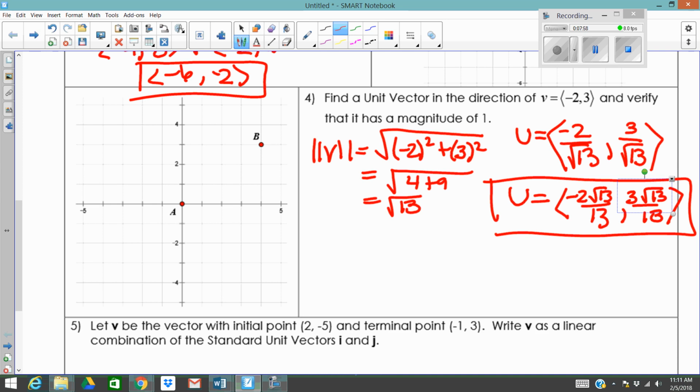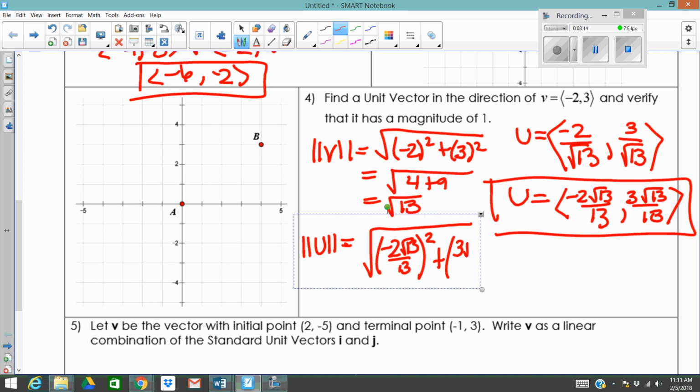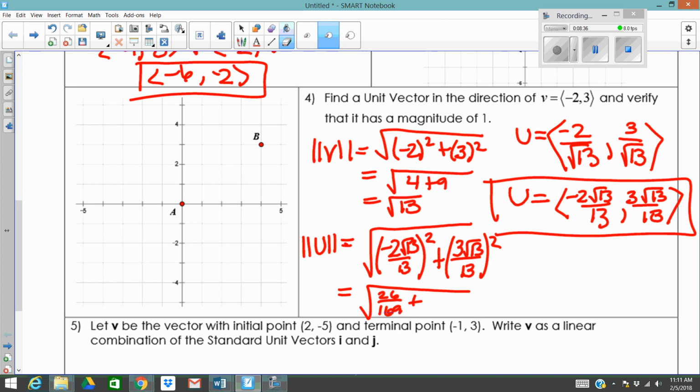Well, let's just find the magnitude of that unit vector. So to find the magnitude of my unit vector, I take my horizontal component, -2 square root 13 over 13, and I square it, and then add it to my vertical component, 3 square root of 13 over 13, and square that, and take the square root of that. So that gives me the square root of, let's see, that is 2 times 13, which is 26, over 169, plus 3 times, oh no, whoops, I did that wrong. Reverse, erase.